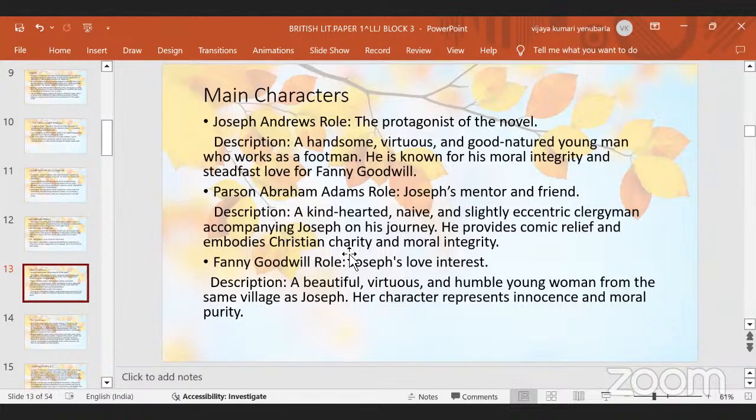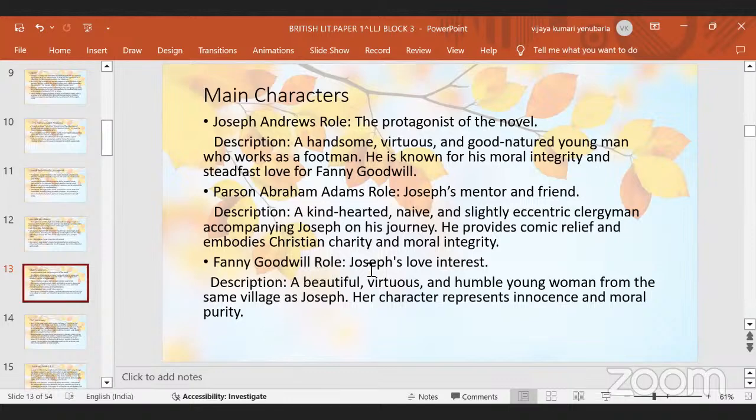He's good, he follows all the good things and does all the good deeds, but sometimes the deeds and the works of this Parson Adams evoke some mirth, comedy, because he is not experienced in day-to-day life and whatever the circumstances. Fanny Goodwill's role.